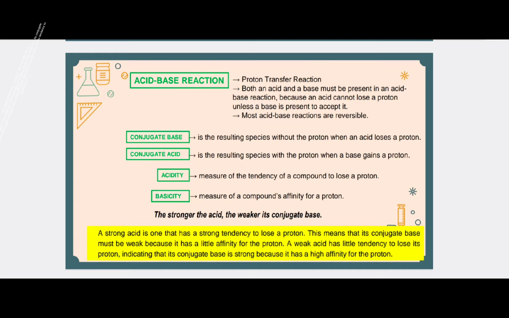The stronger the acid, the weaker its conjugate base. A strong acid is one that has a strong tendency to lose a proton. This means that its conjugate base must be weak because it has little affinity for the proton. A weak acid has little tendency to lose its proton, indicating that its conjugate base is strong because it has a high affinity for the proton.